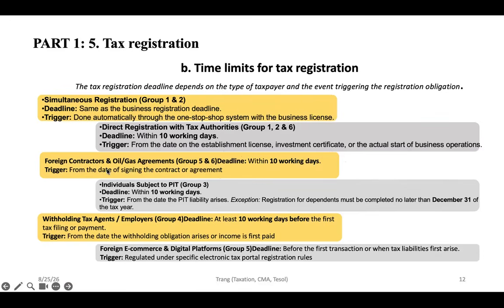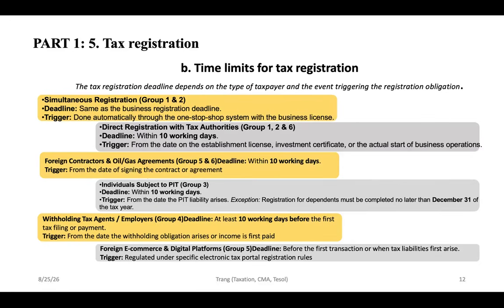Third, what about foreign contractors or oil and gas agreements? The same rules apply here. They have 10 working days from the exact date they sign the contract. Fourth, let's look at individuals paying personal income tax. You also have 10 working days from the day your tax liability arises.